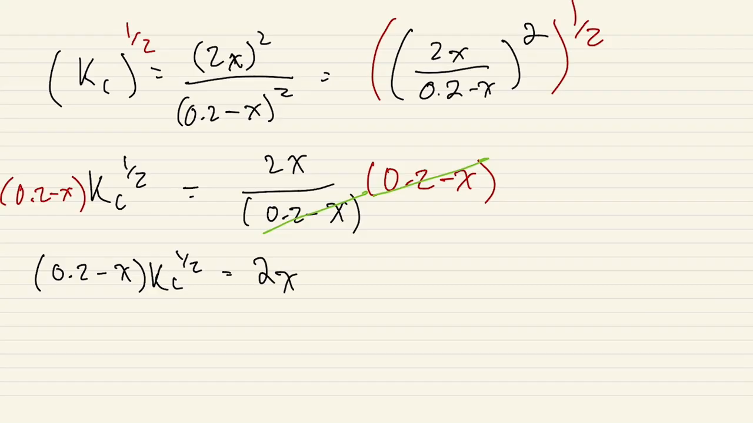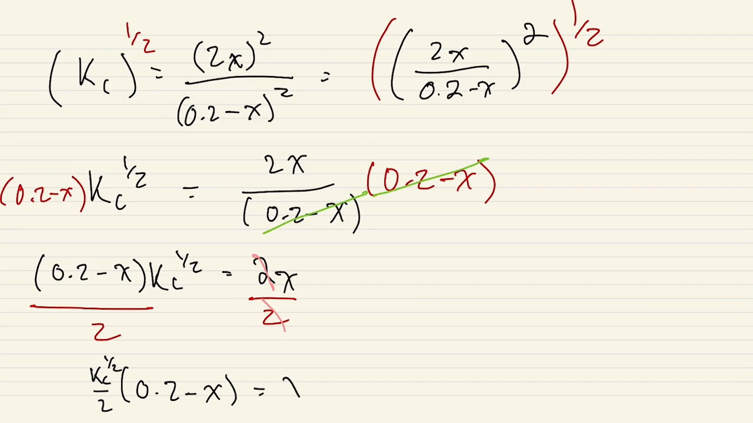So now we've gotten rid of x out of the denominator here, but we still have x on both sides of this equation. So what do we do now? We can divide by 2. So if we divide by 2 on both sides, it cancels out on the right-hand side of this equation. So I'll just combine everything: Kc to the 1/2 over 2 times 0.2 minus x is equal to x. And what do we have to do here?